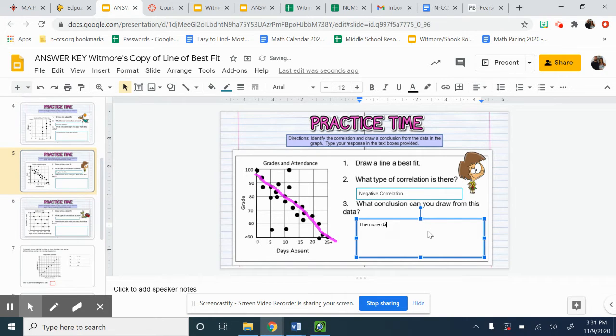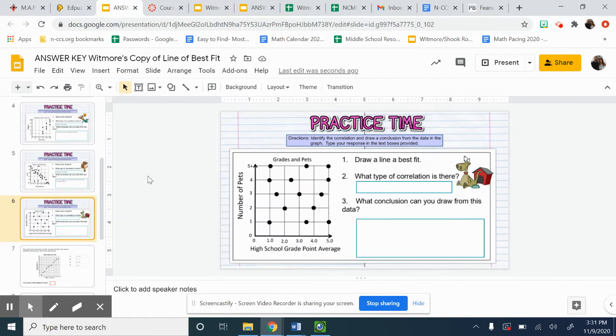The more days you are absent from school, the lower your grade will be. Because that's what our graph is telling us right here, where at 0 to 5 days absent, the grades on our chart are like 85s and above. But as we get to 20 and 25 days absent, we're getting grades where they're below a 60.